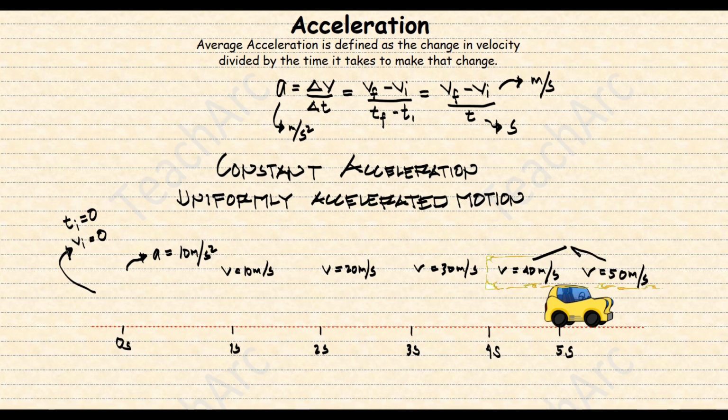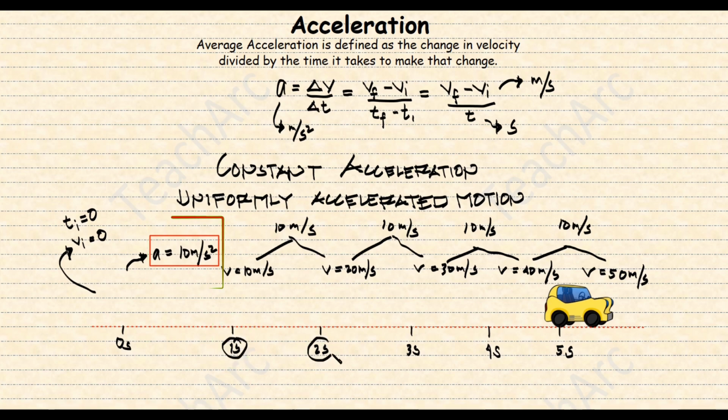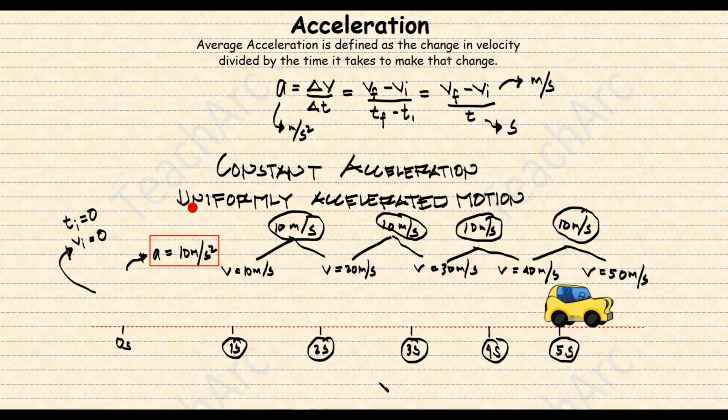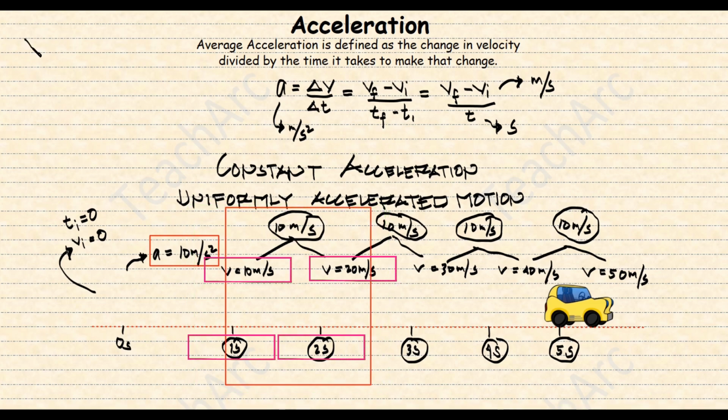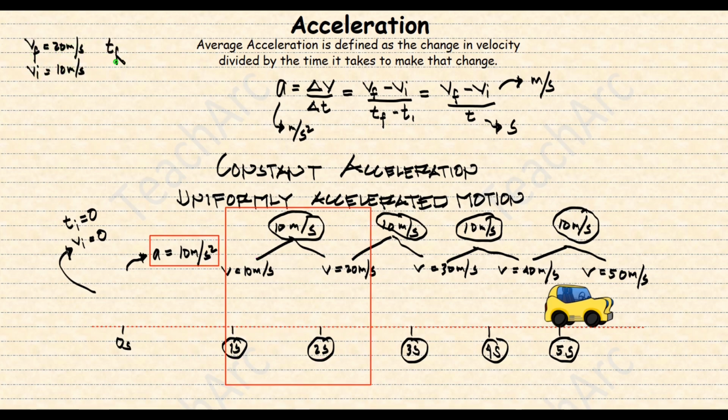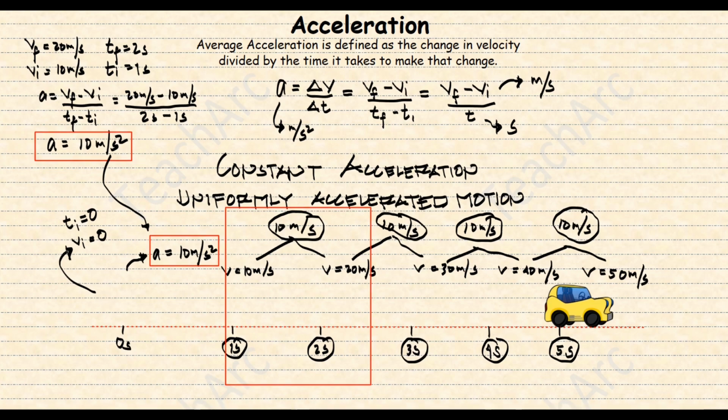Probably you get the idea here. The difference between these velocities after every second is 10. That's why the acceleration is 10 meters per second squared. Alternately, if you choose 2 points here, let's say the first and second for example, and plug those values into our acceleration formula, you will get 10 meters per second squared as well.